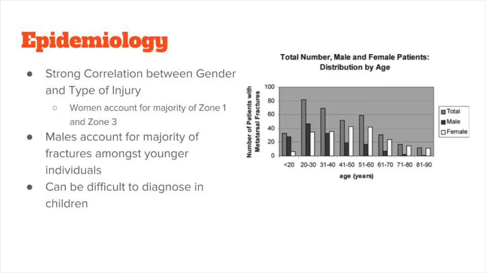There is a strong correlation between age and gender and type of fracture. Women in their 50s and older account for over half of Zone 1 and Zone 3 fractures, whereas boys and men roughly 25 and younger account for the majority of Zone 2 fractures. They can be difficult to diagnose in children due to multiple growth zones. Persistent pain in comparison to an uninjured foot is often helpful to diagnose young children.